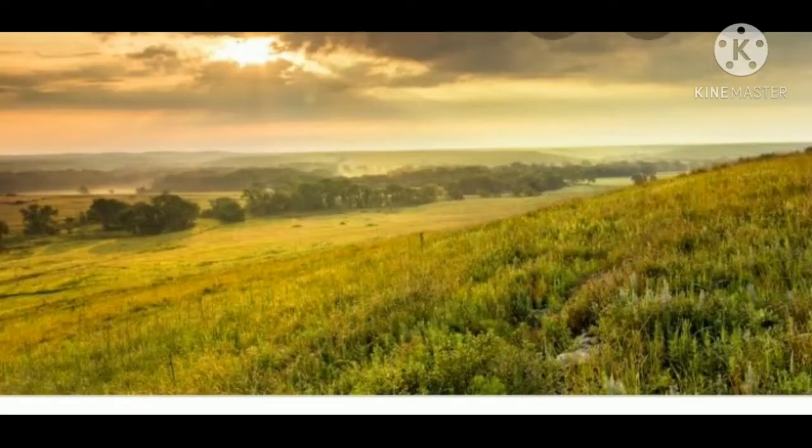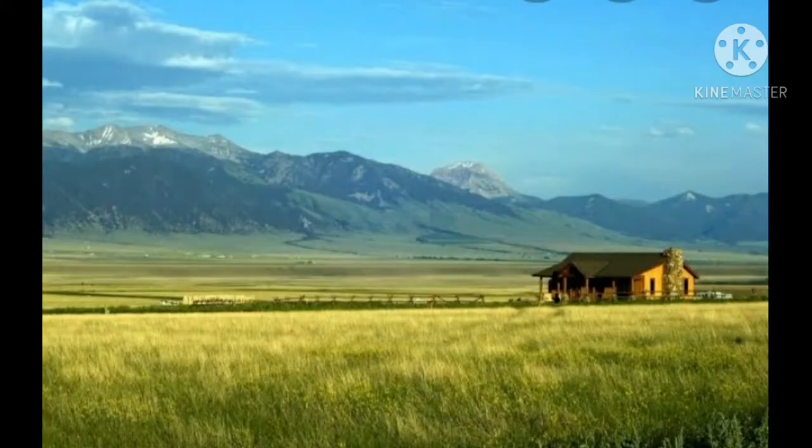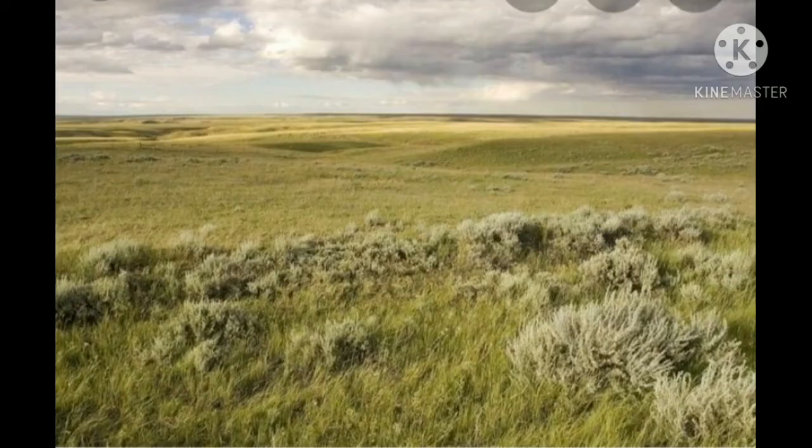Now let's talk about the climate, wildlife and vegetation of grasslands one by one. Climate of grasslands. The grasslands are located within the latitudes 23.5 degrees north and 66.5 degrees north in the northern hemisphere and between 23.5 degrees south and 66.5 degrees south in the southern hemisphere. So, the prairies are located in the temperate zone. The summers are hot with moderate rainfall while the winters are cold.